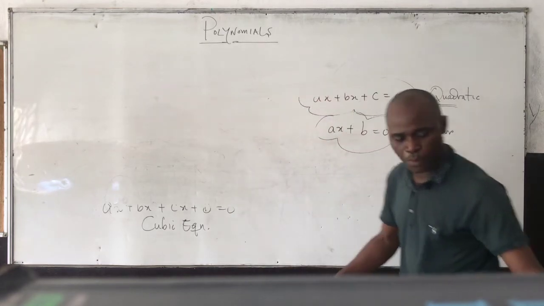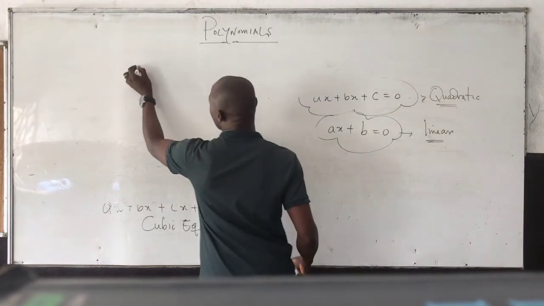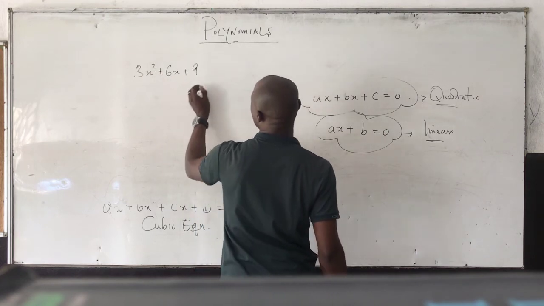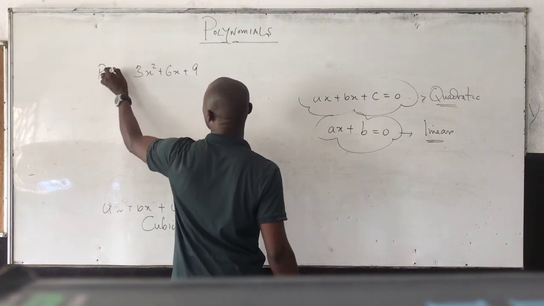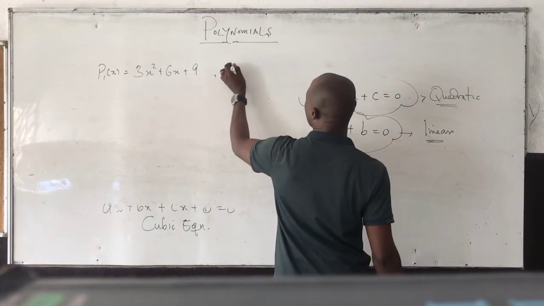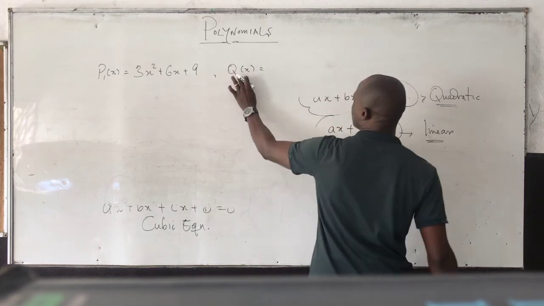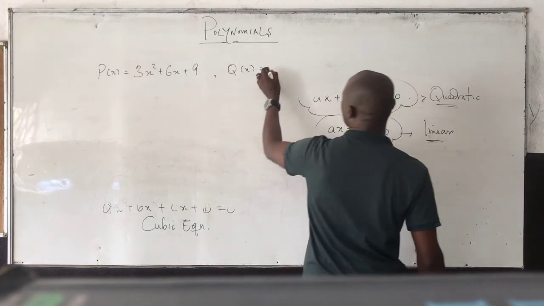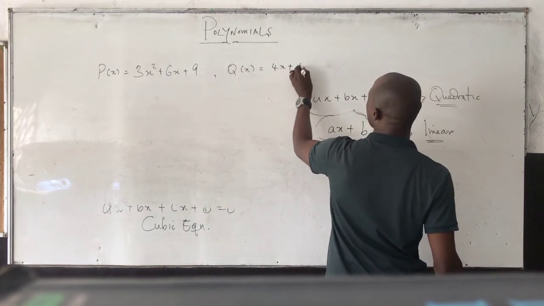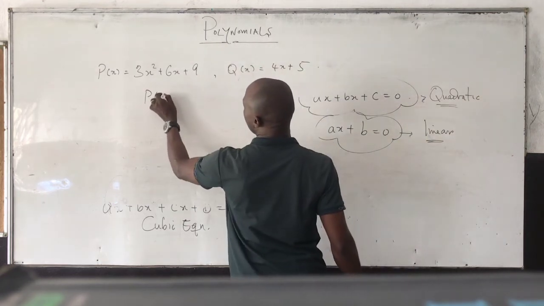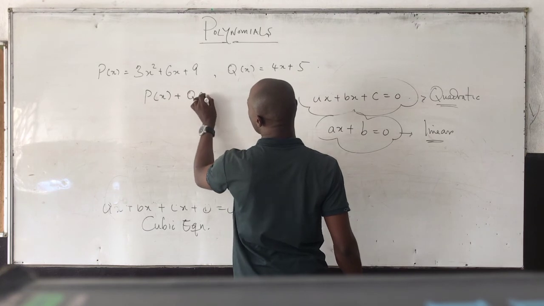So let's suppose we have 3x squared plus 6x plus 9 as the first polynomial, p of x, and we have another polynomial, let us say q of x as 4x plus 5. So these are two polynomials. I can add them. What if we have p of x plus q of x?